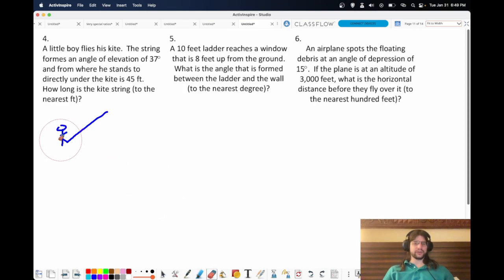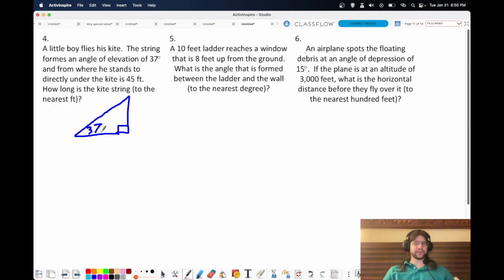And of course, we don't care about the boy. We just need to draw our triangle. I'm going to make it a little bit bigger to make it easier to draw inside. There we go. Right angle, angle of elevation. There's my angle right there. Elevation, right here.